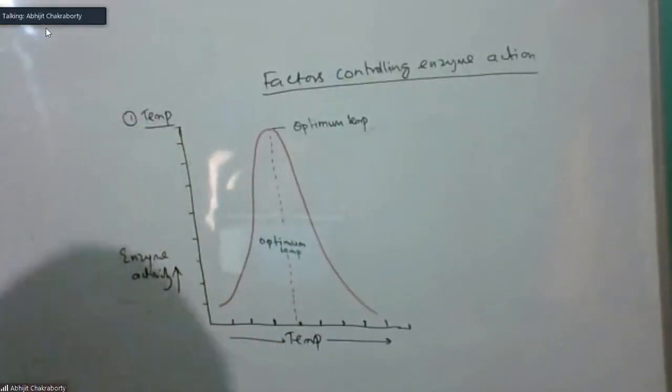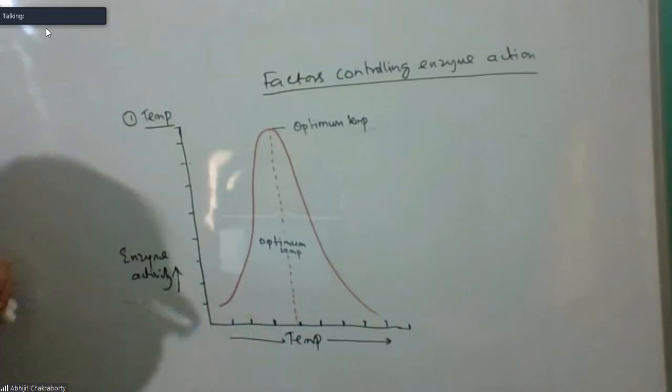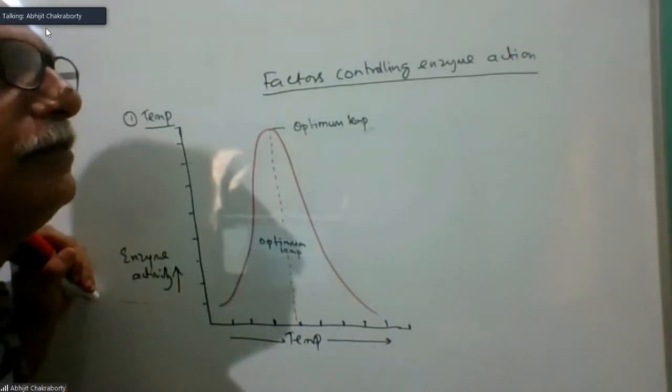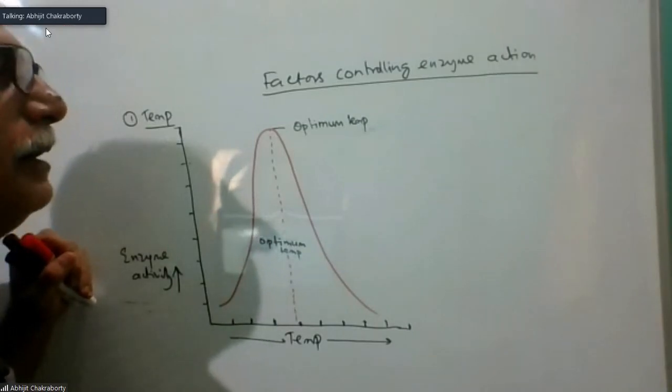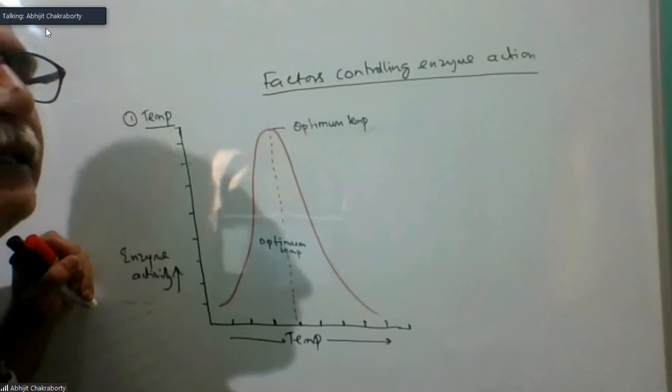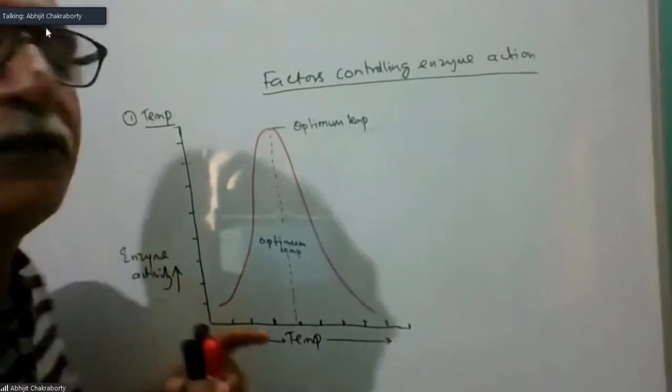Gradually the rate of activity decreases. The velocity of enzyme activity increases with increased temperature, but after reaching the optimal temperature, the velocity gradually decreases. Is it clear to you?